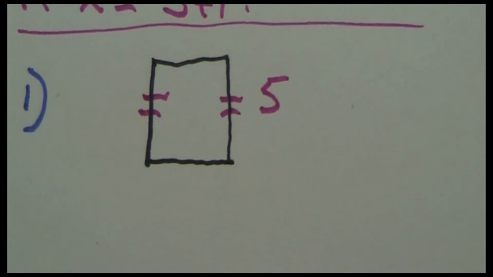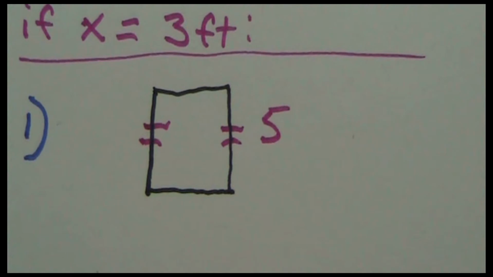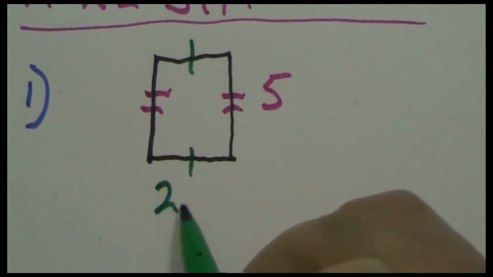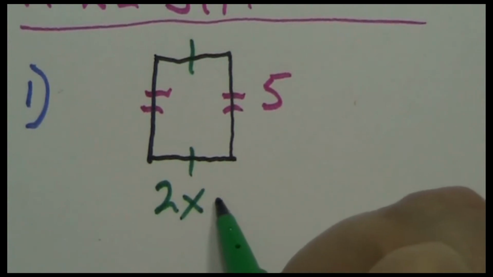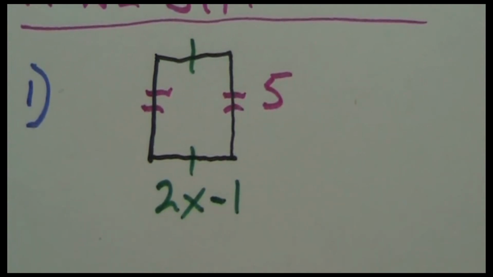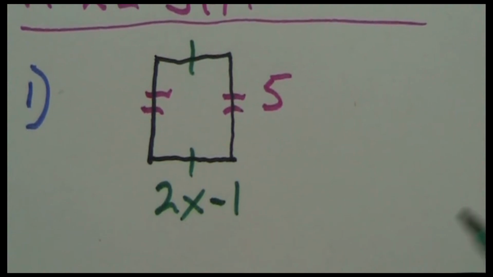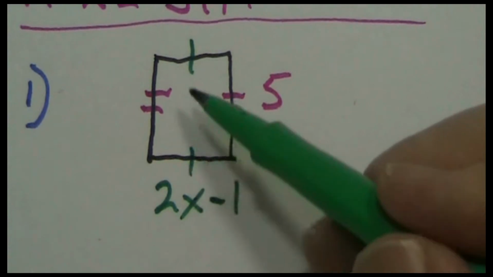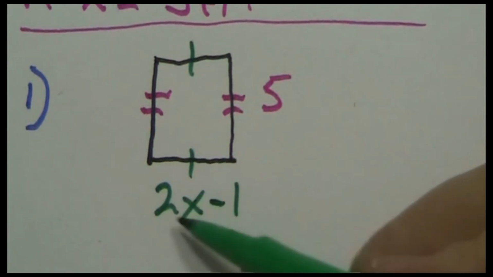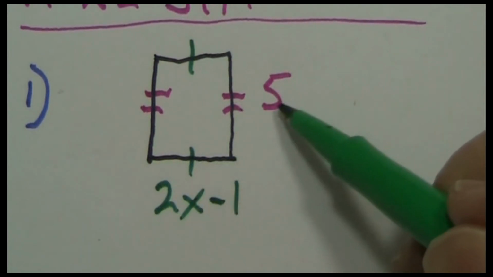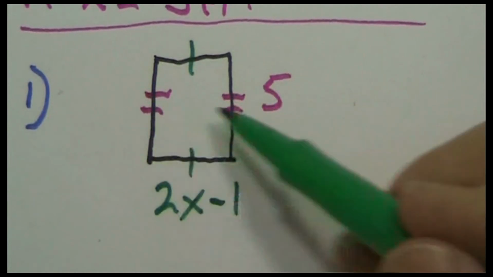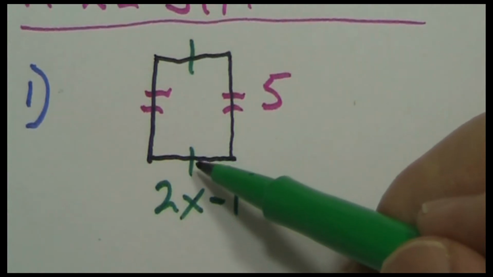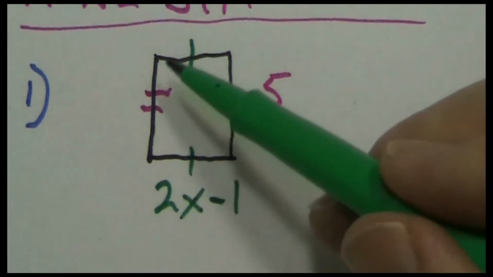All right, and the other 2 sides get the expression 2x minus 1. I know this is a little bizarre, but it's just practicing using our expressions. So this length and this length are both 2x minus 1. And this length and this length are both 5. And that's how we identify sides on any geometric figure if they are the same.